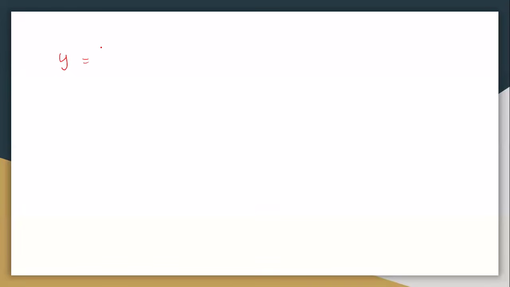y is equal to ln(2x plus 1) divided by (4x minus 1). Which rule are we going to use? Quotient. Very good. Quotient rule. Okay, let's start.